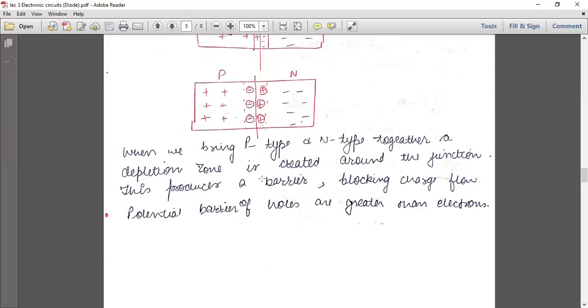So when we bring P-type and N-type together, a depletion zone is created around the junction. This produces a barrier blocking charge flow. The potential barrier of holes is greater than that of the electrons. So this is a general representation at room temperature. The term depletion is important: depletion is a form of the word deplete. Deplete means to remove, to empty. So whenever the holes and electrons are depleted from this region, that is called the depletion region.